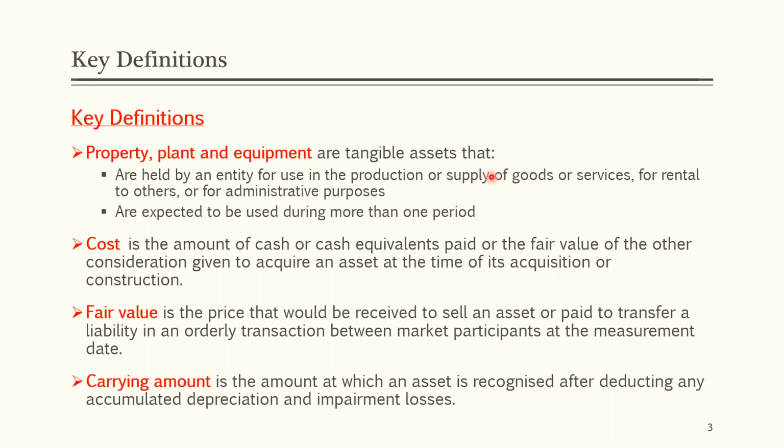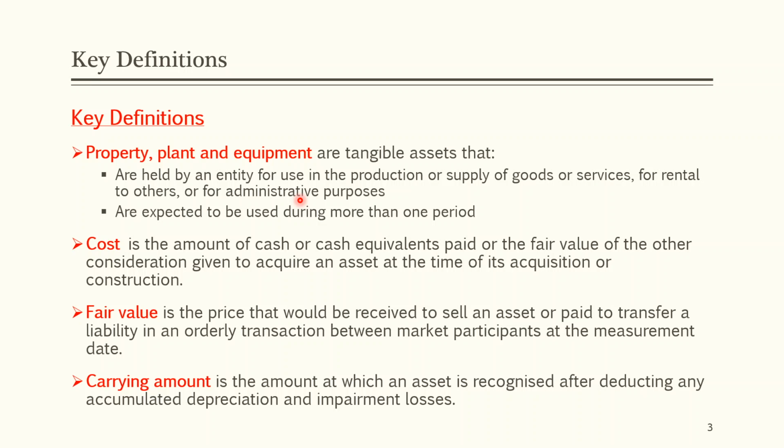And that is why we identify delivery vehicles under PPE. Why? We use them for supply of goods or services. Or for rental to others. If we have a machinery and we are keeping that machinery to earn some rental income by renting to others, such assets also we can identify under PPE as per this definition. Or for administrative purposes. That is why we identify assets like office chairs, office tables, computer hardwares. Why? We are using them for administrative purposes. Those are under PPE.